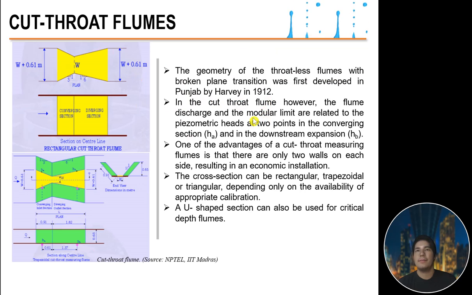In the cutthroat flume, however, the flume discharge and the modular limit are related to the piezometric heads at two points: in the convergence section, HA, and in the downstream expansion, HB. One of the advantages of the cutthroat measuring flumes is that there are only two walls on each side, resulting in an economic installation. So mas mura ka, di ba? The cross section can be rectangular, trapezoidal, or triangular depending only on the availability of the appropriate calibration. The U-shaped section can also be used for critical depth flumes.